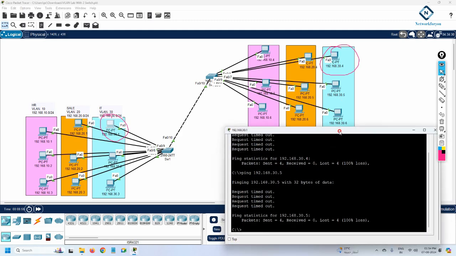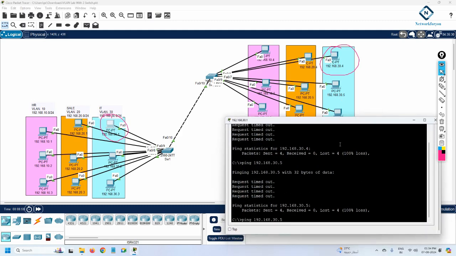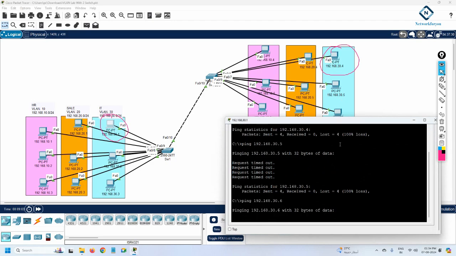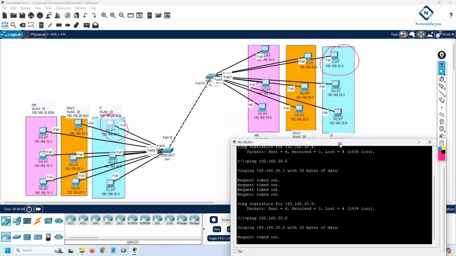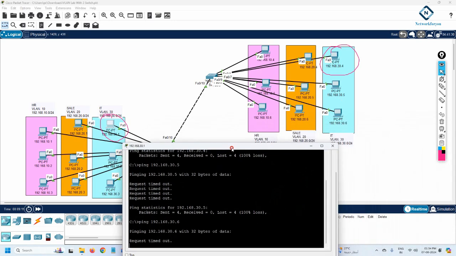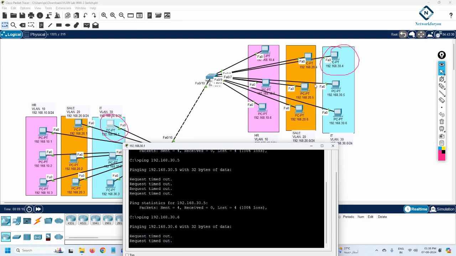If you see here 30.6, so I will write here 192.168.30.6 and I will check. So this one is also not working, I think. Let's see if this will work. We can look at the issue. But anyhow, this one is also not working. If you see request timeout, so these three computers are not working. All these three computers are not working.